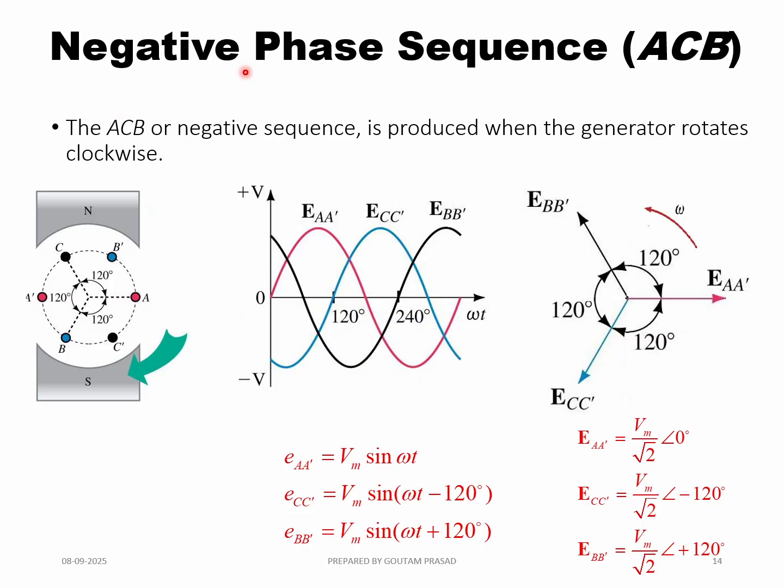Now let's discuss what is negative phase sequence. So the negative phase sequence, if the phases A, C, and B go in this sequence, this is called negative phase sequence, and it is produced when the generator rotates in the clockwise direction. So if you rotate the same rotor in clockwise direction, you will get A's peak first, and then followed by C's, and then B's. So this becomes the new phase sequence, and this is called negative phase sequence.